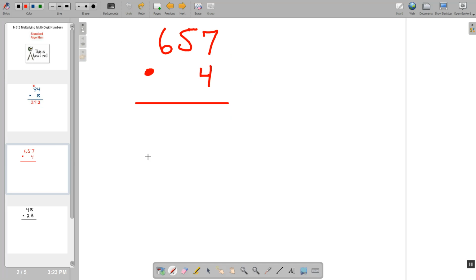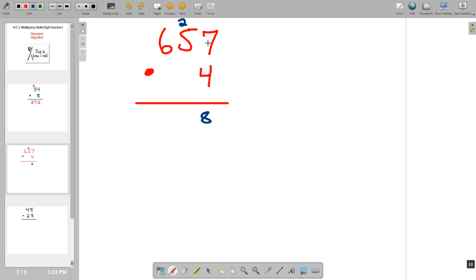When we move on to tougher problems like 657 times 4, the process is going to stay generally the same. Once again, I start as far to the right as I can. I look at my 4 ones and my 7 ones and I multiply them together. 4 times 7 gives me 28. However, instead of writing that all as one step, I take only my 8 ones and I draw it here, and I put my 2 tens and I bring it up to the next column.